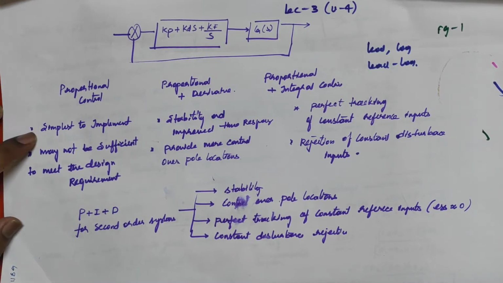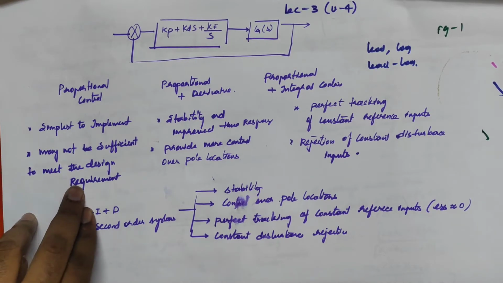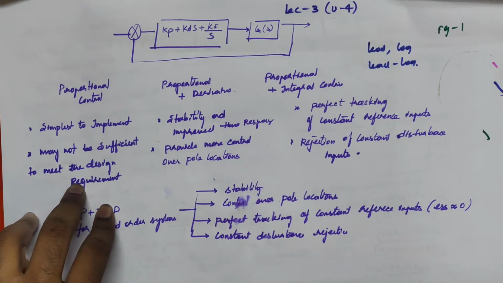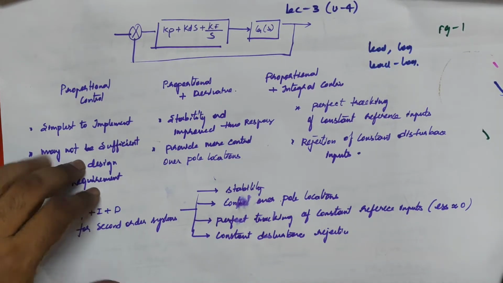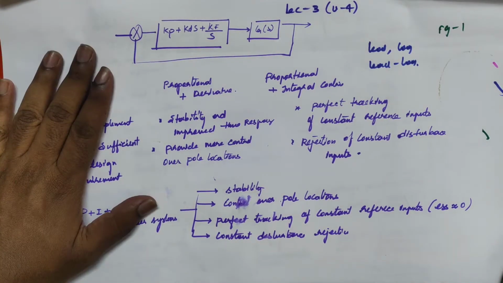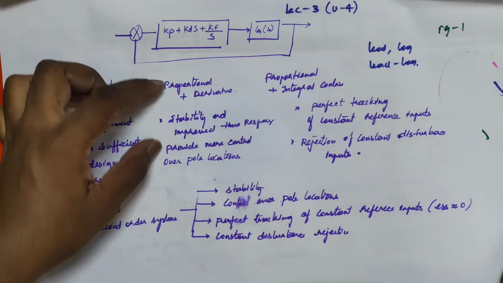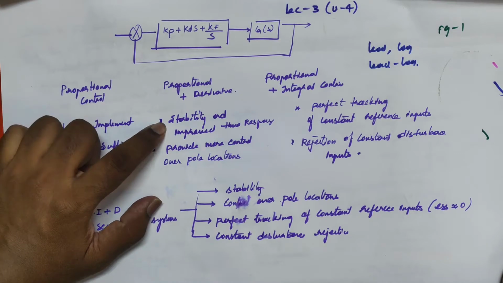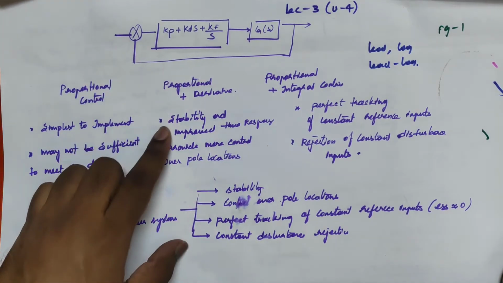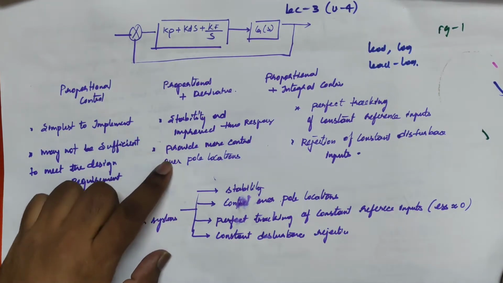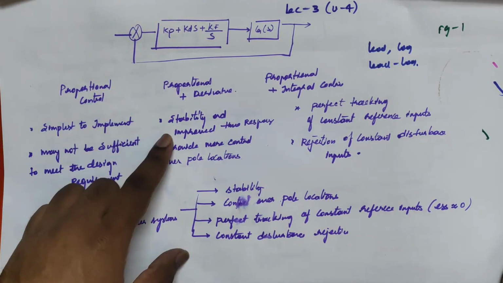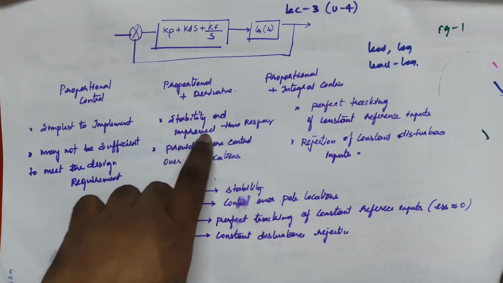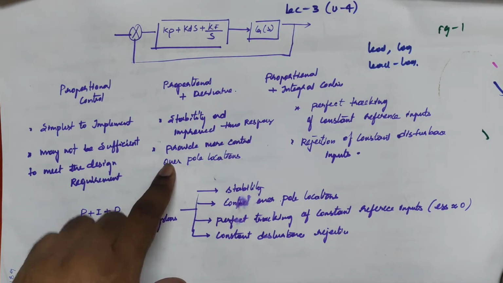The proportional controller is the simplest to implement, but may not be sufficient to meet the design requirements. That means if a design requires good transient and steady state error, it may not deliver, but it improves some stability of the system. Now coming to the PD controller, this also improves the stability, since the proportional part is there, and it improves the transient response.